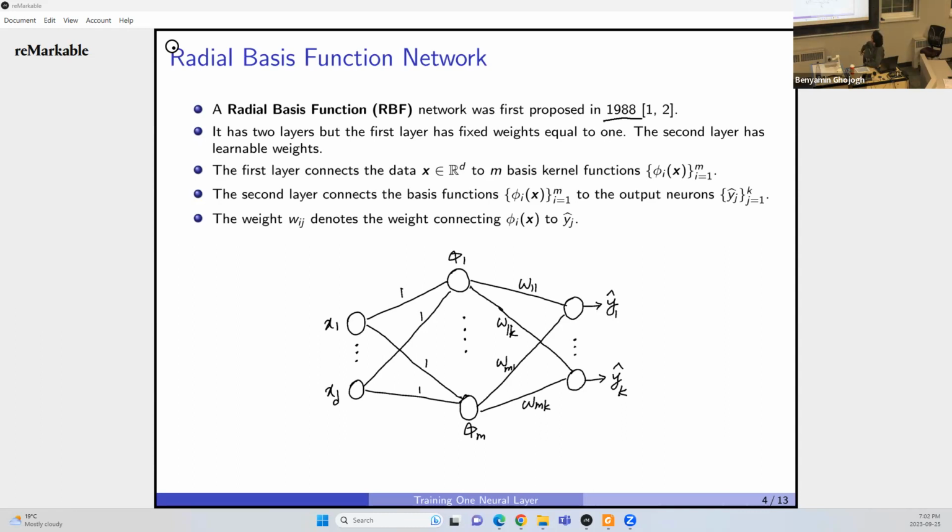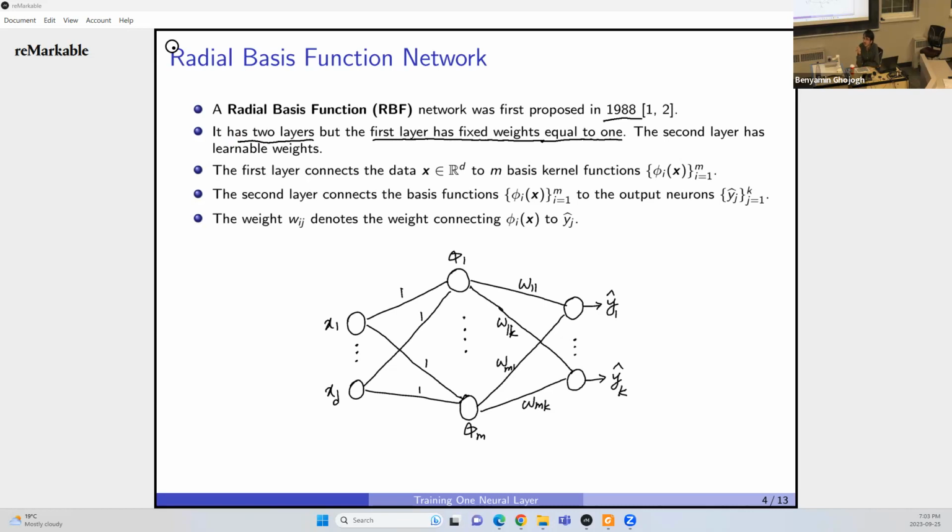We also have the RBF kernel. So in machine learning, don't confuse these things. The reason they are all called RBF is that they use the Gaussian distribution. The RBF kernel has a Gaussian distribution in it. The RBF network also uses Gaussian basis functions. We'll see that. The RBF network has two layers, but the first layer has fixed weights equal to 1.